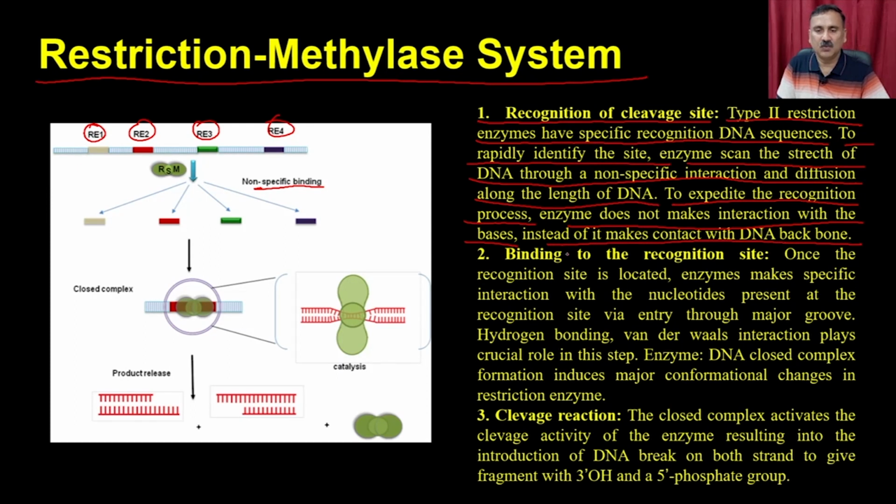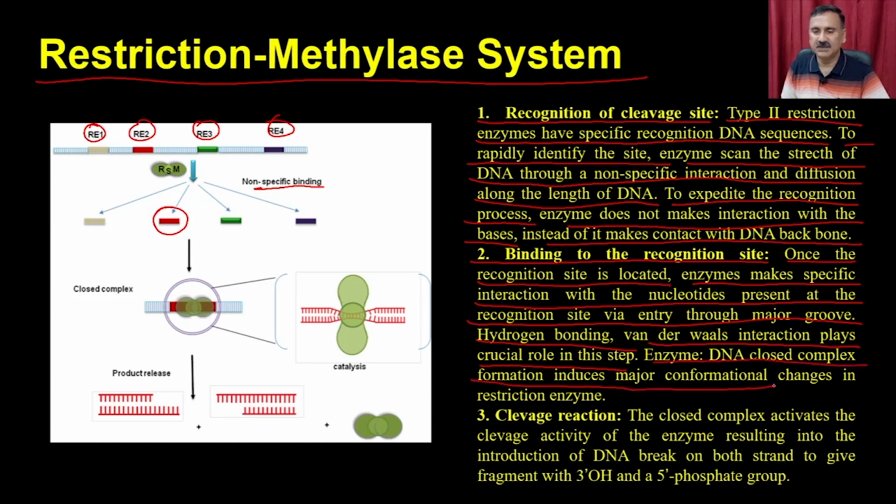So once the recognition is over, it binds the recognition site. For example, in this case, the red one is considered the recognition site. Once the recognition site is located, the enzymes make specific interaction with the nucleotides present at the recognition site via entry through the major groove. Hydrogen bonding and van der Waals interactions play a crucial role in this step. The enzyme-DNA closed complex formation induces major conformational changes in the restriction enzyme, and then once it binds, it catalyzes the cleavage reaction.